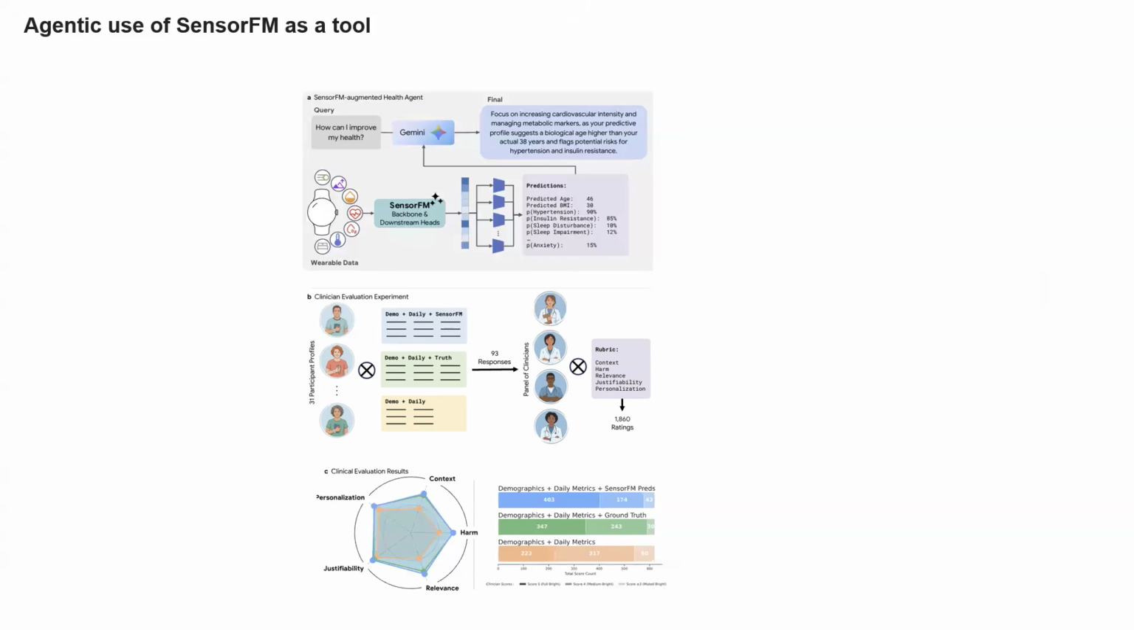And then if we look here, the darker part is when they say it is performing really well. It has the highest rating. With the dimming of the color, it is not performing as well. So we can see that most of the time the information with the demographics, daily metrics, and the SensorFM predictions works better than just having the demographics and daily metrics. And clinicians approve this.